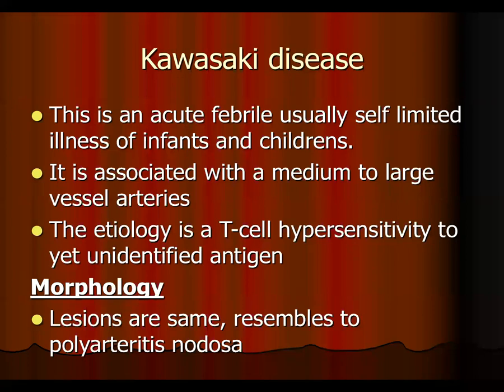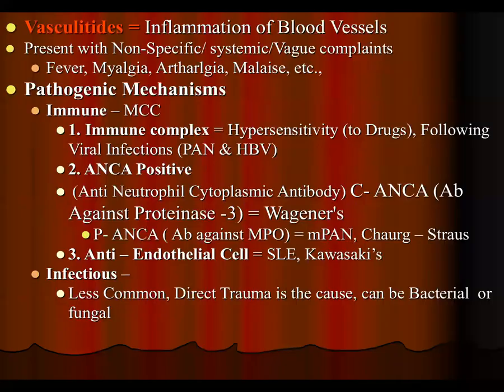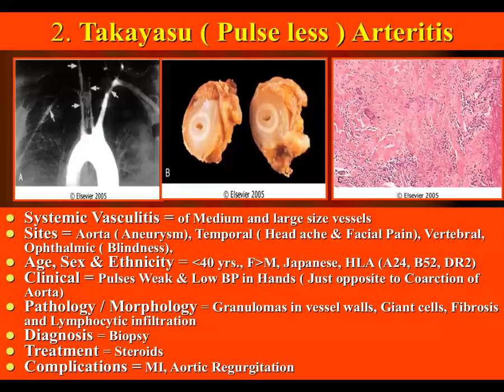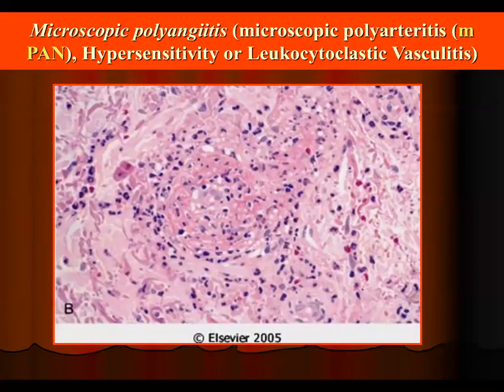Sometimes the morphological changes that occur in this case are similar to, and most probably resemble, polyarteritis nodosa. They can include mucocutaneous lymph node syndrome and other non-specific symptoms like fever, arthralgia, myalgia, lymphadenopathy, skin rashes, and oral or conjunctival erythema. So that one is polyarteritis nodosa, and the fourth one is Kawasaki disease.